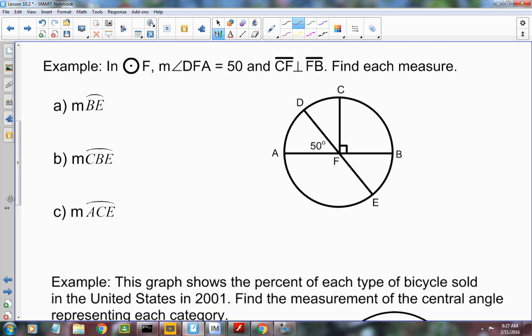Okay, in circle F, the measure of angle DFA is 50, and CF is perpendicular to FB. Find the measure. All right, so we want to find BE first. We want to find this little arc right here. What can we do? Do we know anything about this circle? Anything about the angles or anything? I've got vertical angles, don't I? So aren't both of these 50? Okay, so if this angle BFE is 50, then what's BE going to be? 50 degrees.